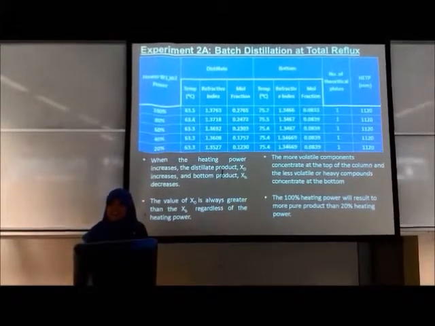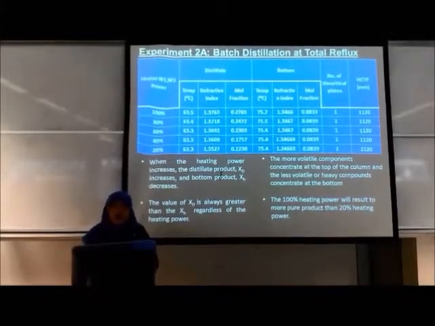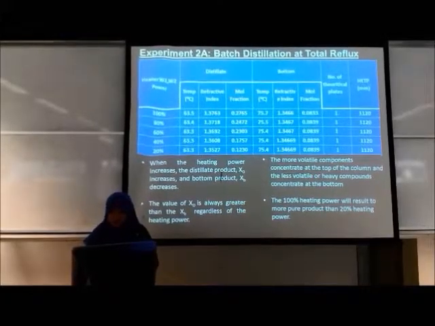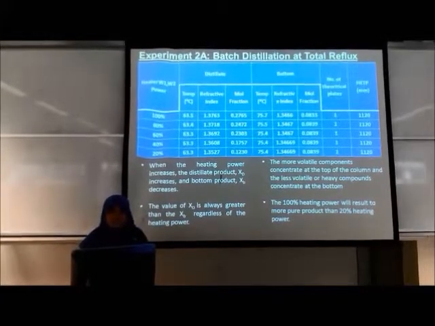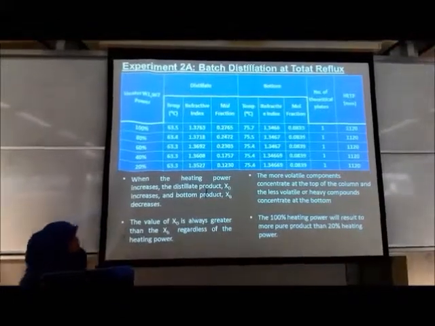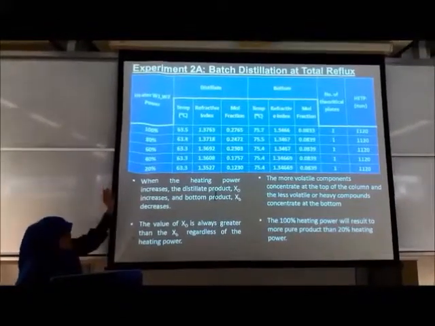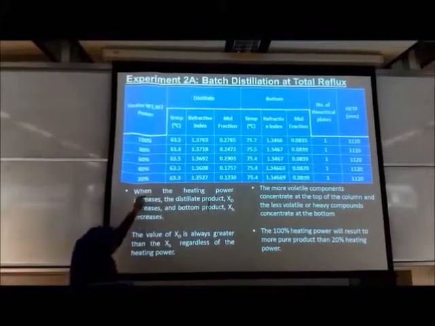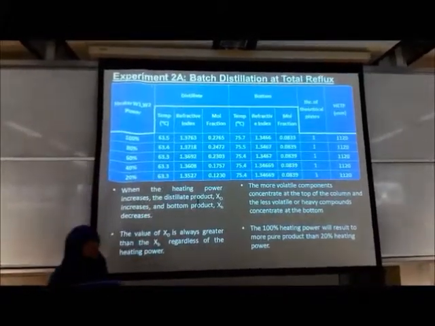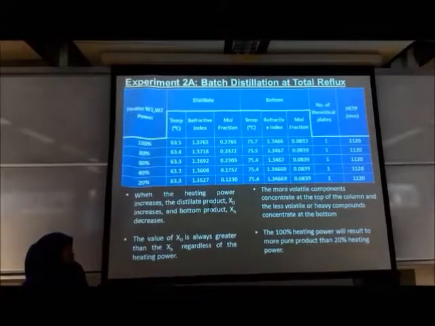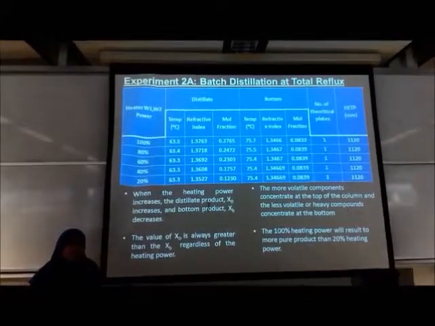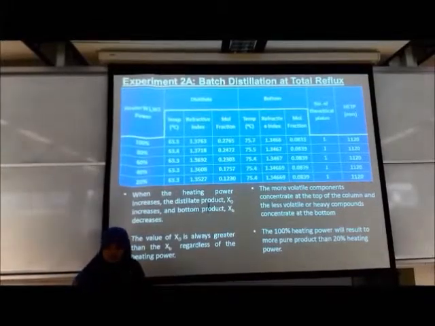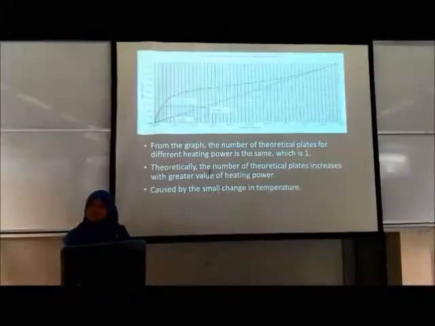Theoretically, the higher the heating power, the purer is the product. We can compare the refractive index of pure ethanol, which is 1.309, to that at 100% heating power. The value is closer to that of 40% heating power, which is 1.3608. Why is it like that? Because this is due to some error that occurred in the experiment that I will explain later.